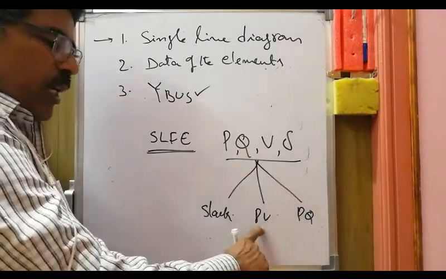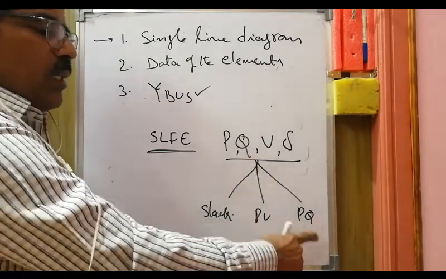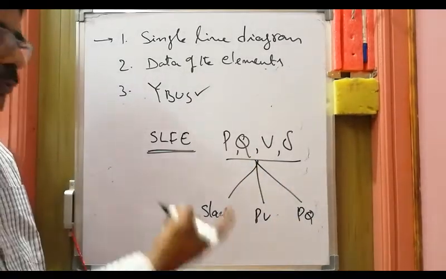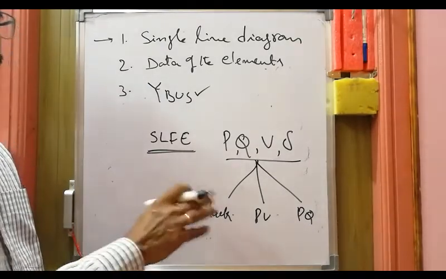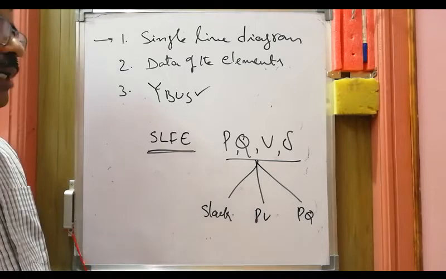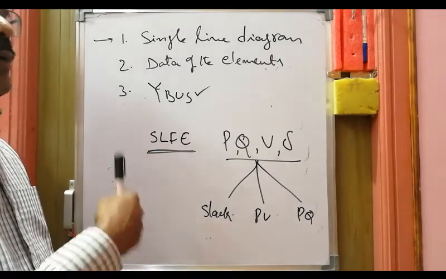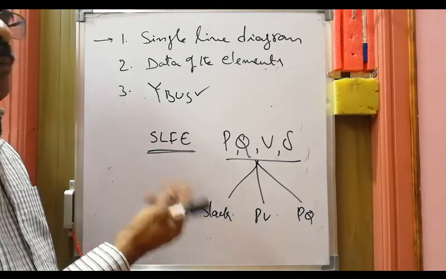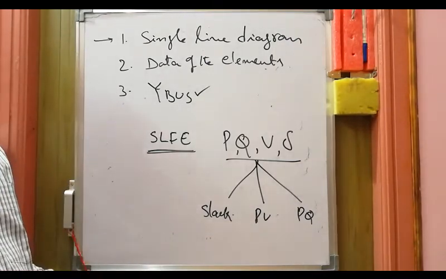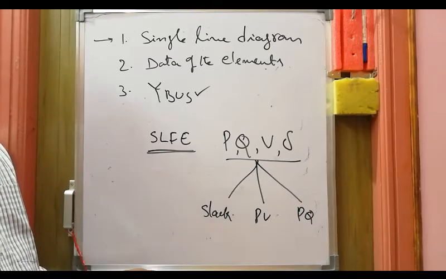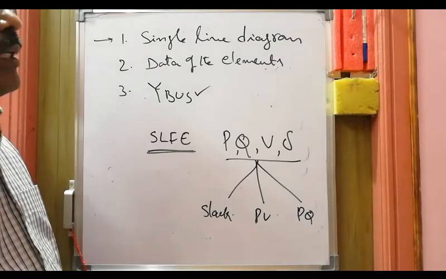If P and V are specified, that is called PV bus. If P and Q are specified, that is PQ bus. If V and delta are specified, then that is slack bus. So depending on the specified quantities, that means known quantities, remaining are unknown, and we apply accordingly the Gauss-Seidel method. So how to apply Gauss-Seidel method in detail with suitable examples we can take up in next class.